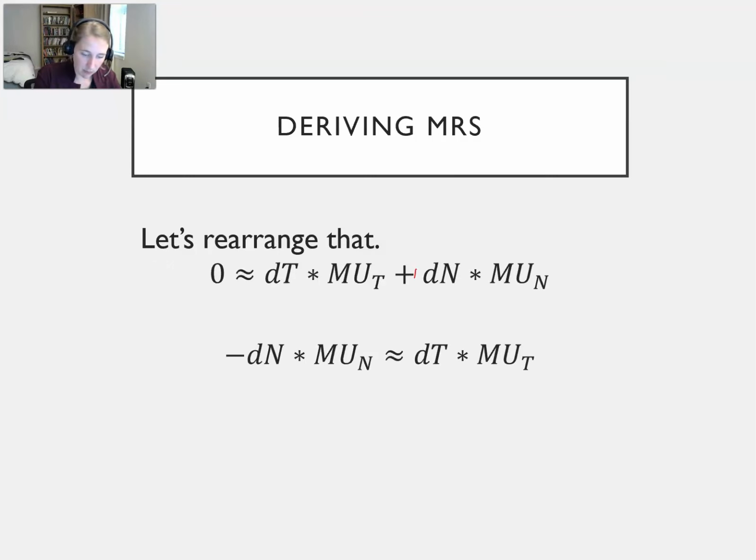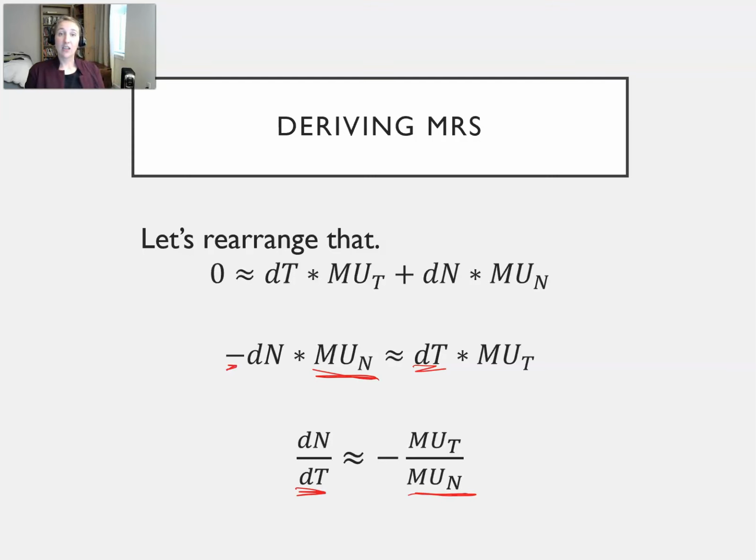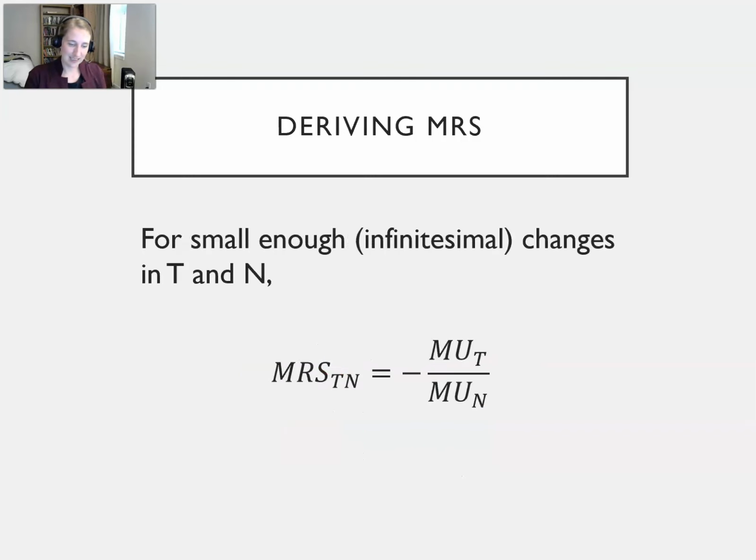First thing I'm going to do is move this over to the other side. Next thing I'm going to do is divide both sides by dt, so I end up with dt in the denominator over here. And then I'm going to divide both sides by the marginal utility of n to get that in the denominator over there. And then I'm going to move the negative sign over here. And lo and behold, what did I get to? The slope of the indifference curve is equal to the ratio of the marginal utilities. That's the marginal rate of substitution. All right, let's do an example problem.